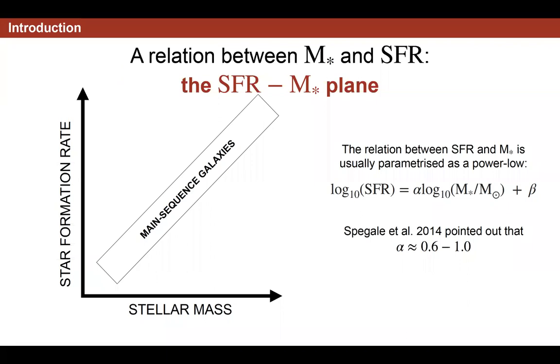As you can see here in this picture, we have the star formation rate stellar mass plane, and we have the so-called main sequence of galaxies, which is a linear relation in the log-log plane. This relation is usually parameterized as a power law, as you can see here. And the slope of this relation usually ranges between 0.6 and 1, as found by Speagle and collaborators in 2014.